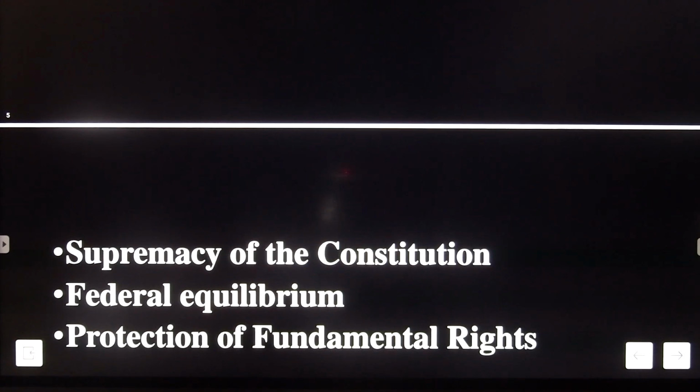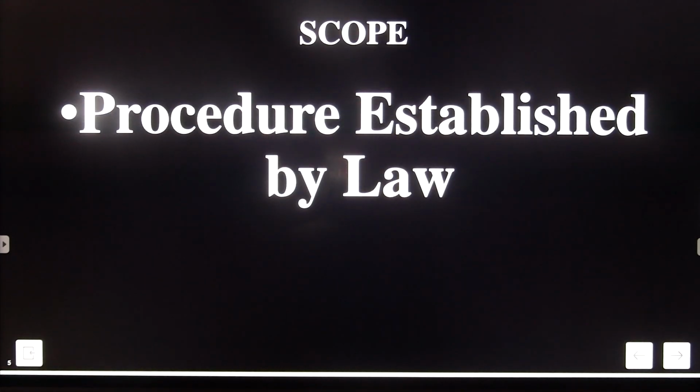And when we come to the scope of the law, the scope of judicial review in India is narrower than the United States of America. The US follows the principle of due process of law. The due process of law gives wider scope to the Supreme Court. Procedure established by law is the constitutional doctrine which is followed in India.